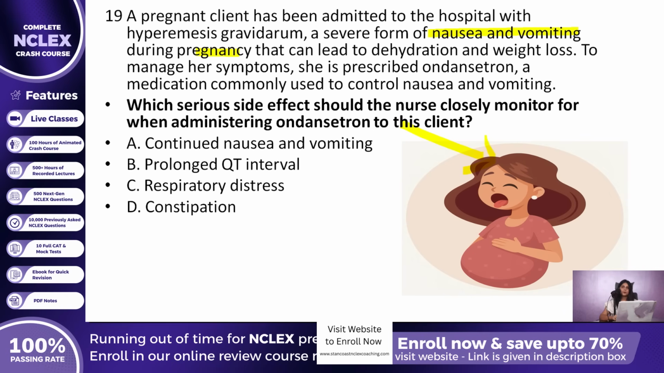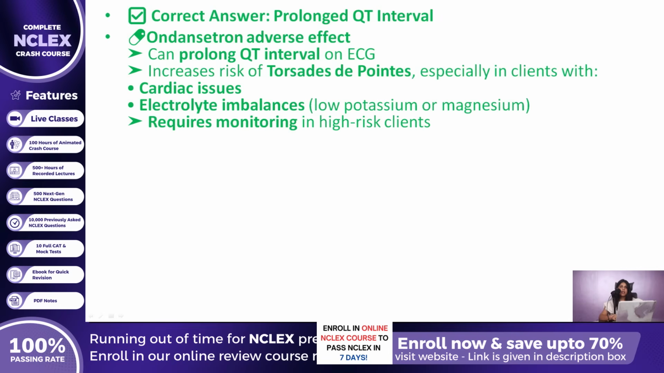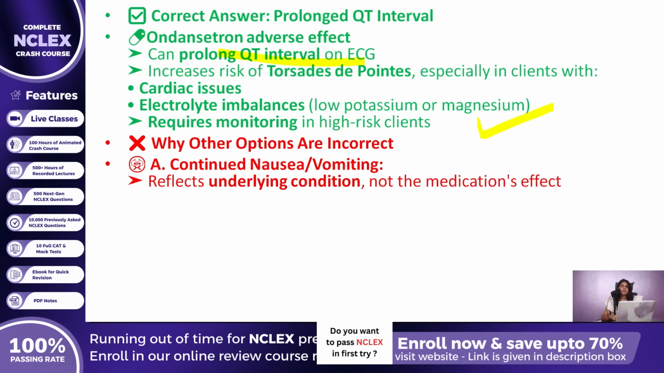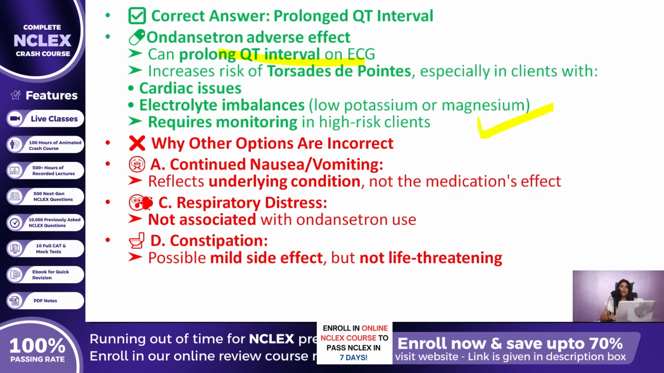The correct answer is prolonged QT interval, as ondansetron can extend the QT interval and raise the risk of life-threatening arrhythmias like torsades de pointes, especially in clients with heart issues or electrolyte imbalances. Option A, continued nausea and vomiting, reflects the underlying condition, not a drug effect. Option C, respiratory distress, is not linked to ondansetron. Option D, constipation, may occur but is not a serious adverse effect. Let's continue with another question.